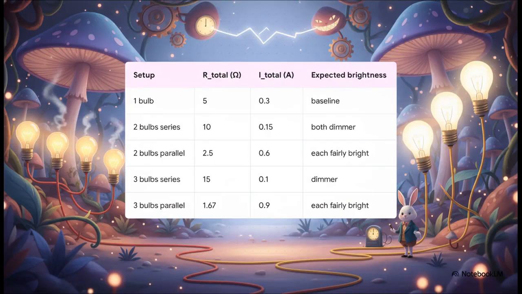This table really makes the pattern obvious. Look at the series column. As you add more bulbs, the total resistance just keeps climbing, and the current drops, making everything dimmer and dimmer. But in the parallel column, adding more bulbs actually makes the total resistance go down, which means the battery has to work harder and supply more and more total current to keep all those bulbs shining bright.